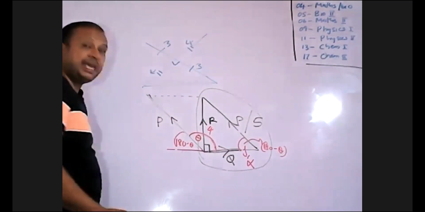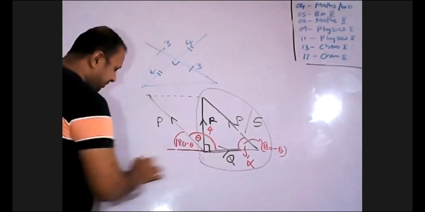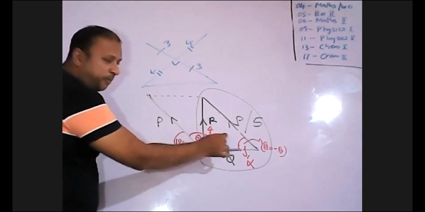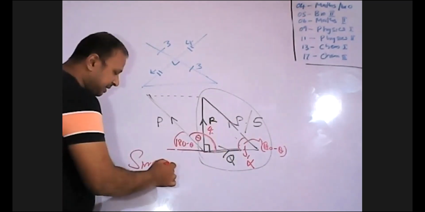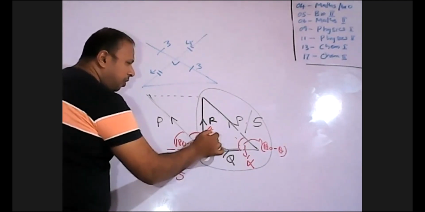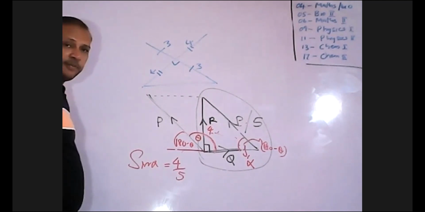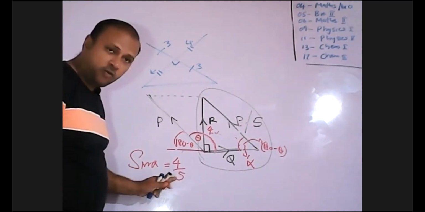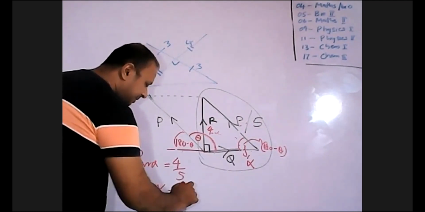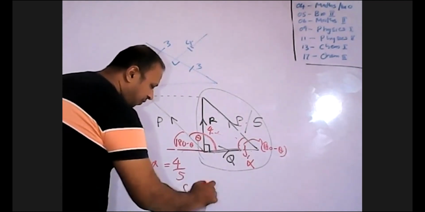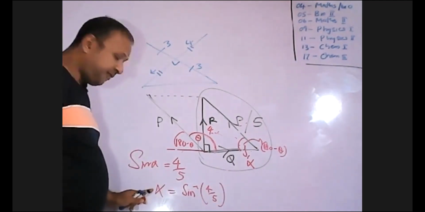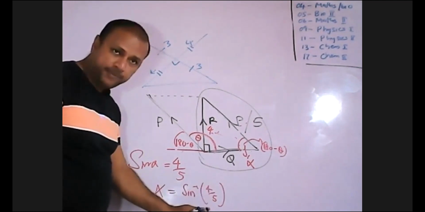I have taken this one as alpha. So I can write sin alpha. Sin alpha means the opposite side over the hypotenuse. Opposite side is 4 and hypotenuse is 5. Therefore, sin alpha is 4 over 5. Therefore, alpha is equal to sin inverse 4 over 5.